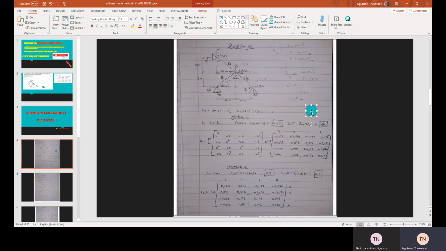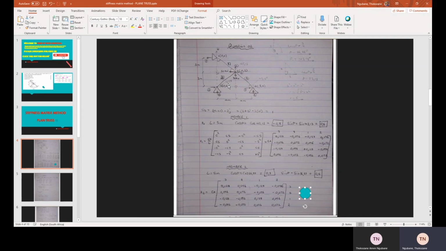Let's continue to our K2. Okay, K2. We go into member 2. We are on member 2. Our length is going to be similar. We're going to use the same formula to calculate the length of member 2.